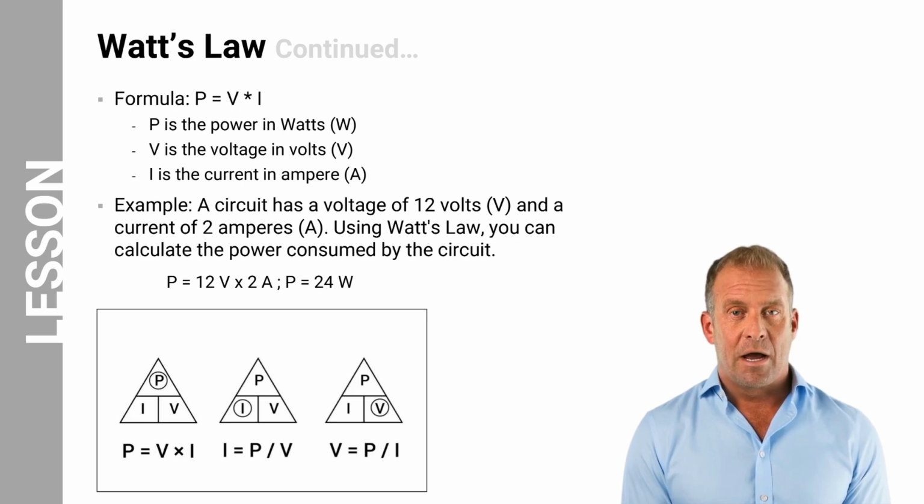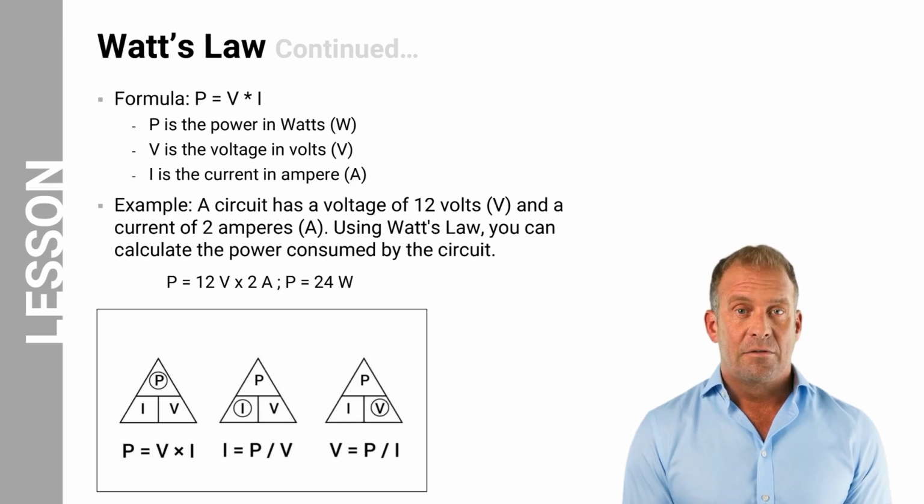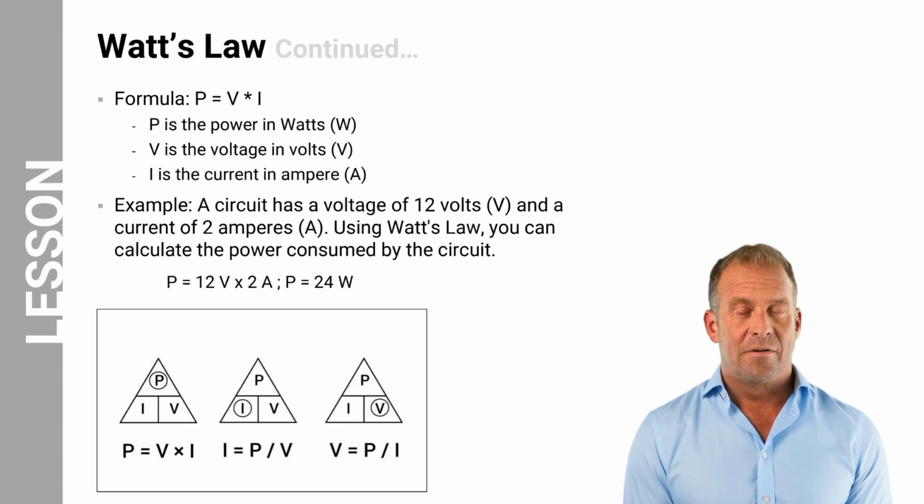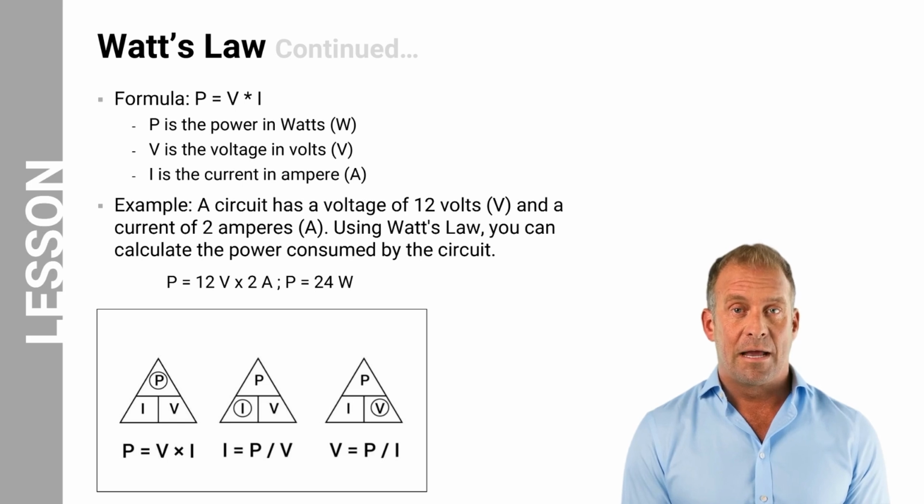The Watt's law triangle is a handy tool used to understand the relationship between power, voltage, and current in an electrical circuit. It consists of 3 sides representing P, V, and I. To use the triangle, you cover up the quantity you want to find. For instance, to find power, you multiply voltage by current, so P equals V times I.